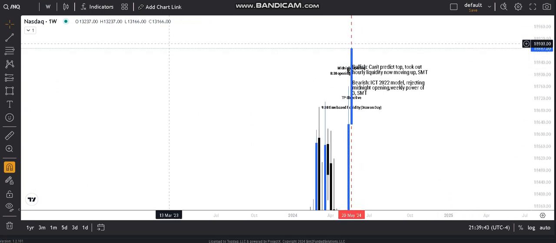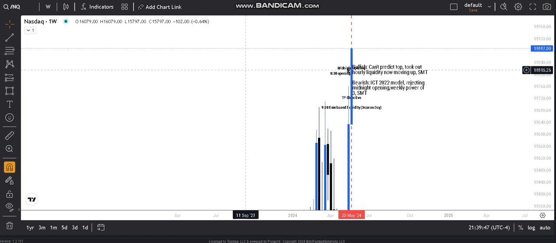And usually what happens on every candle, I've said this in so many of my videos, it has to be accumulation, manipulation, and then distribution. It doesn't have to be, but that's usually the case. There's no wick here for the manipulation phase. So I'm going to assume that this whole phase right here is manipulation.